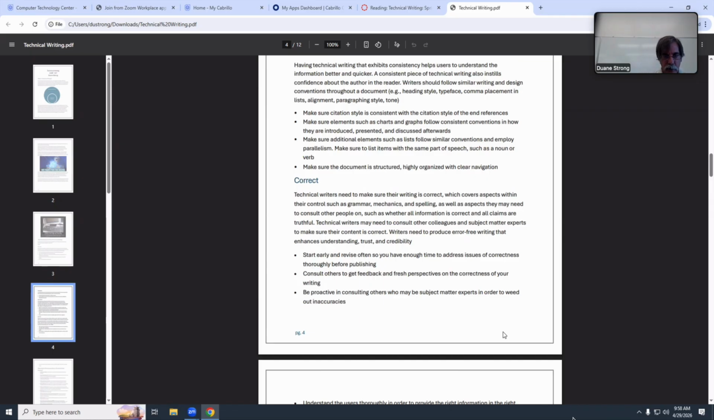So here are some tips to get things correct. Start earlier, revise often, so you have time to address issues of correctness throughout publishing. Another thing here is that it's a moving target, right? You're writing the documentation as the product's being developed, probably. So you may write some things and then they may change how it works. So there are going to be some revisions in there.